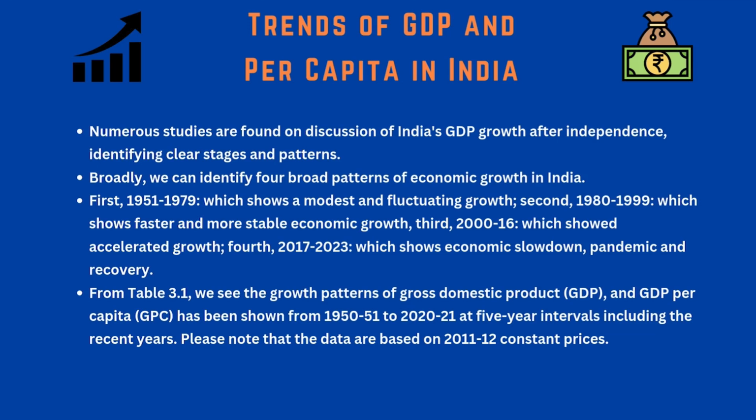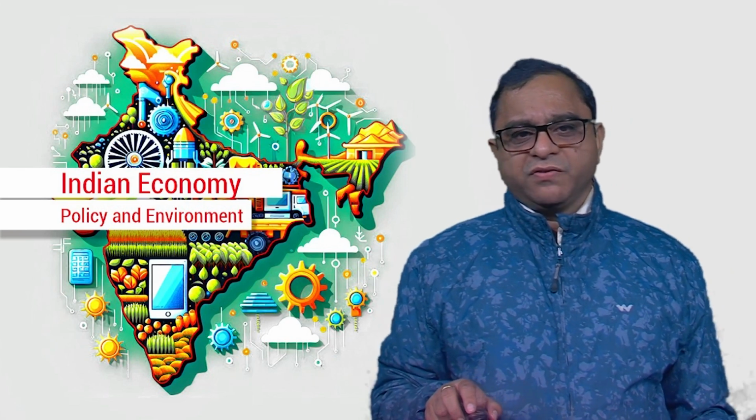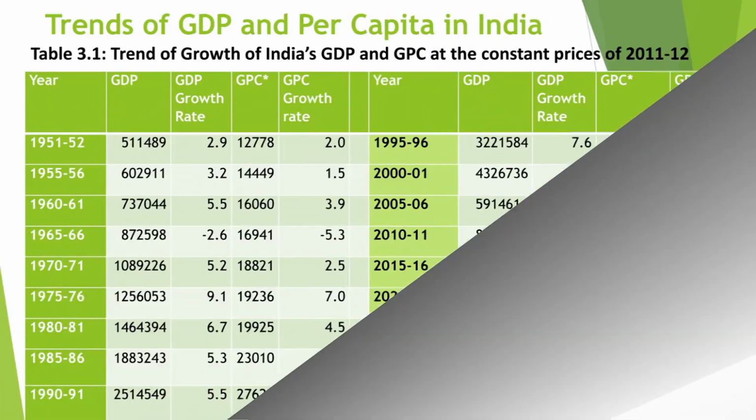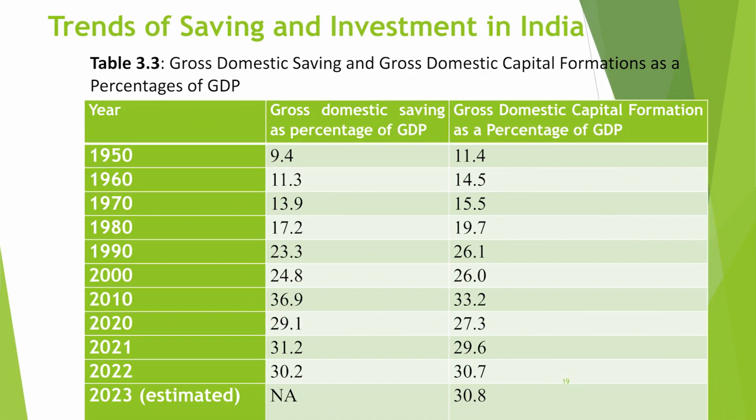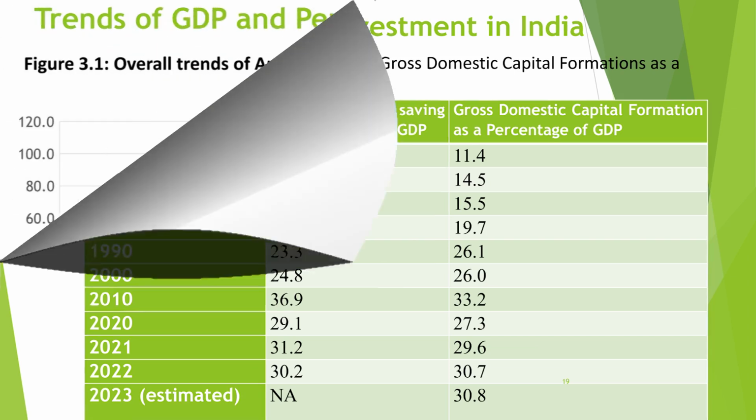Now, from table 2.1, we can see these growth patterns of gross domestic product (GDP) and GDP per capita (GPC), as shown for the period 1950-51 to 2020-21 at 5-year intervals, including the recent years. Please note that the data is based on the 2011-12 constant price series. So here we can see the data in table 2.1 is showing trend of growth of India's GDP and GPC, at the constant prices of 2011-12. And here in figure 1, we can see overall trends of annual growth rates of GDP at constant prices of 2011-12. And in figure 2, we can see overall trends of annual growth rates of GPC at constant prices of 2011-12.